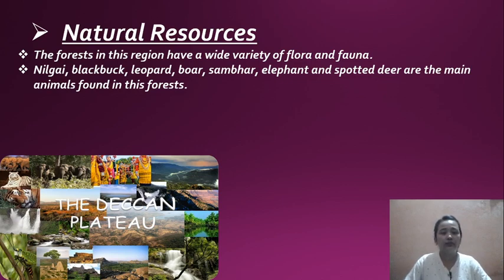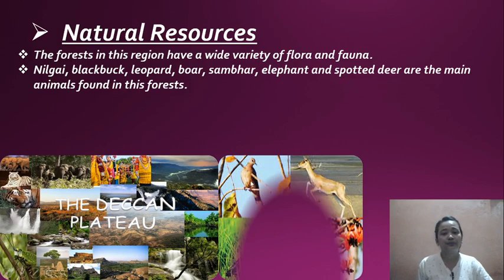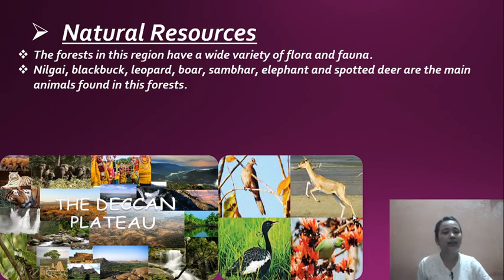And we can find leopard, boar, sambar, elephant and spotted deer, the main animals found in this forest. So what are the animals we can find? Nilgai, blackbuck, leopard, boar, sambar, elephant and spotted deer. Spotted deer means a deer which has spots on its body. As you can see in the image, those are the animals that can be found in this region.